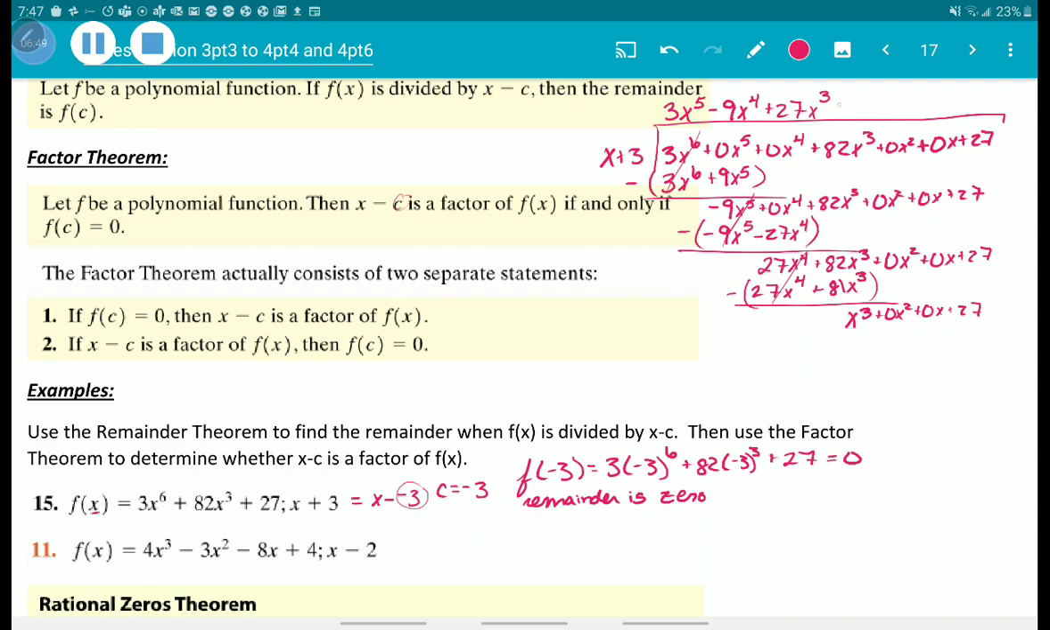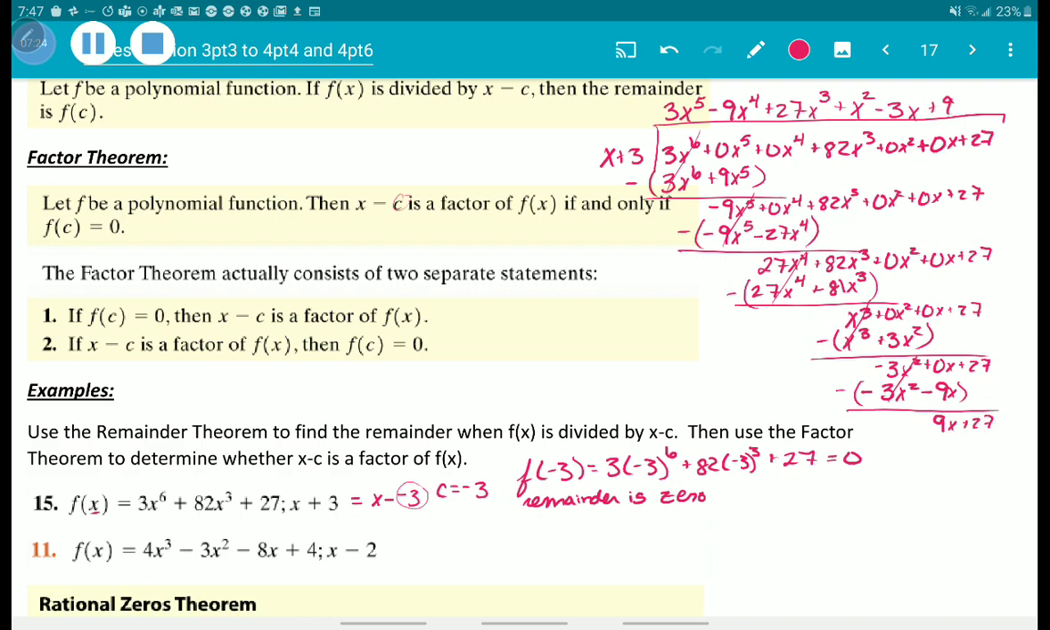X goes into x cubed, x squared times. Multiply through. So we have minus 3x squared. Divide again. Minus 3x. Multiply through. Minus 3x squared, minus 9x. Subtract. So that's 9x plus 27.